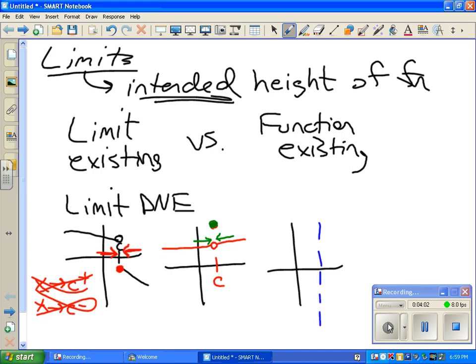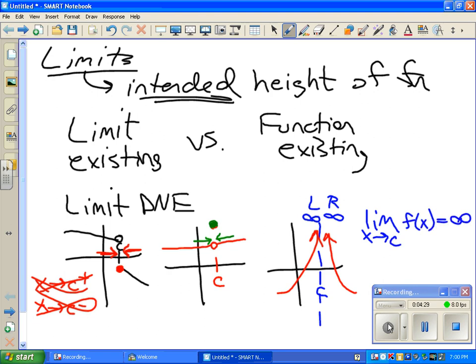We also have the situation of the asymptote, where the function is approaching an asymptote but never reaches an asymptote. In this situation, the function does not exist. The limit technically does not exist, but because it is approaching positive infinity from both the left and the right, we would say that the limit as x approaches C for this function would be equal to infinity. It's simply a more specific way of talking about why the limit is DNE. So we have three pictures that get at the heart of the idea of a limit existing versus a function existing.